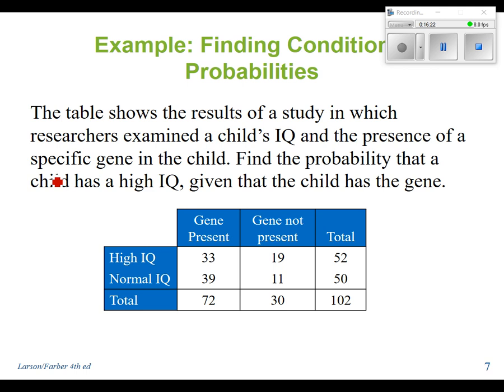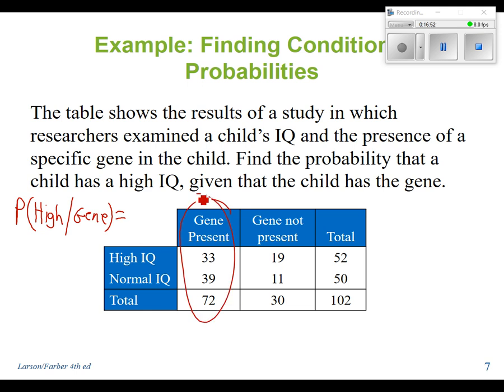So, find the probability that the child has a high IQ given that the child has the gene. So we want probability of high IQ, given we already know what? They have the gene. So, here's where you gotta be careful. We're only picking from which children? The ones with the gene. We're only picking from those.